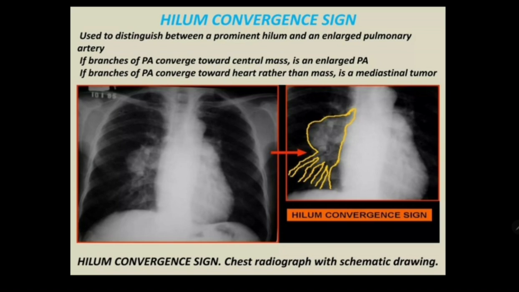Another sign is the hilum convergence sign. It is used to distinguish between a prominent hilum, which may be because of an enlarged pulmonary artery or because of a mass. If the branches of the pulmonary artery converge towards the central mass, it is an enlarged pulmonary artery. If the branches of the pulmonary artery converge towards the heart rather than the mass, it's a mediastinal tumor. So here we can see that all these branches are converging towards this area, so this is due to the enlarged pulmonary artery. Instead, if you were seeing that all these branches are going like this, separate from this region, then it is a mediastinal tumor.